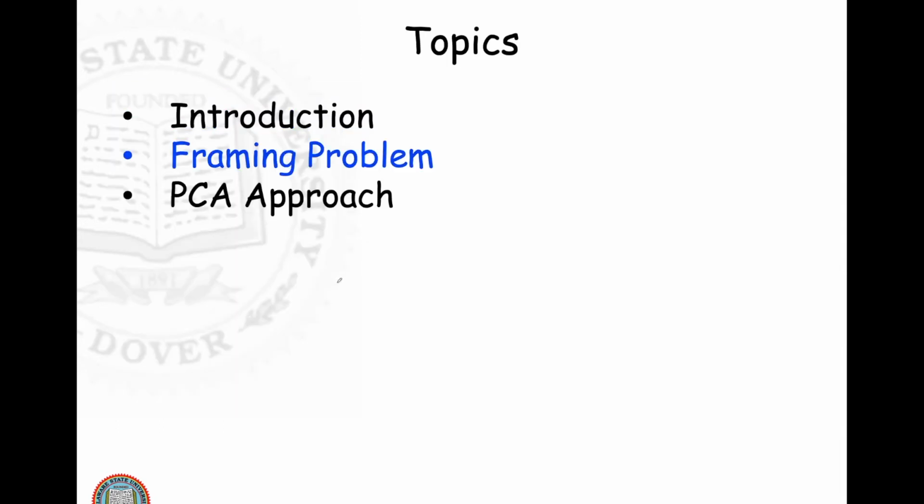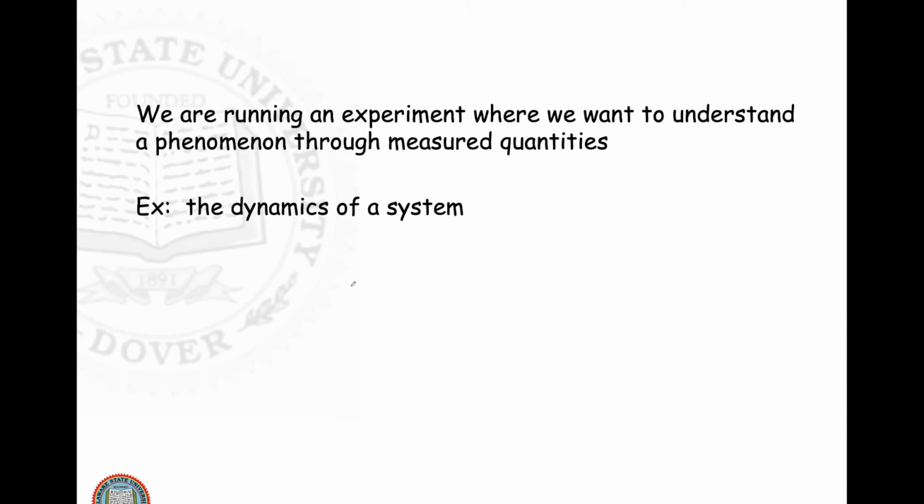And so here's the framing problem that we're going to use for this. It deals with multiple measurements, not all of which you need in order to describe the dynamics of the system that are important. And so we're running an experiment, and with this experiment, we want to understand some phenomenon that's going on through measured quantities. That's the whole purpose of instrumentation, i.e., you want to know the dynamics of some system. How does the system state unfold over time?